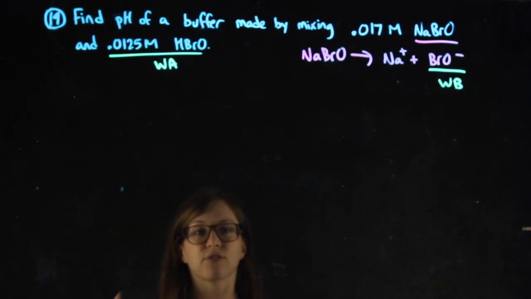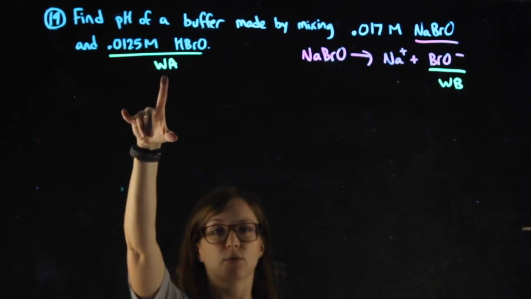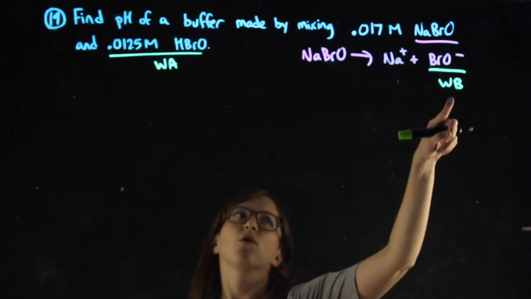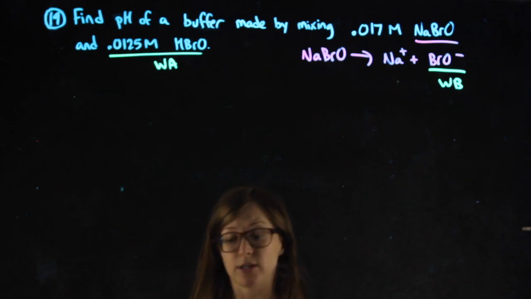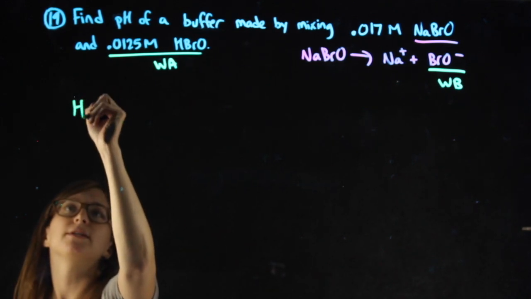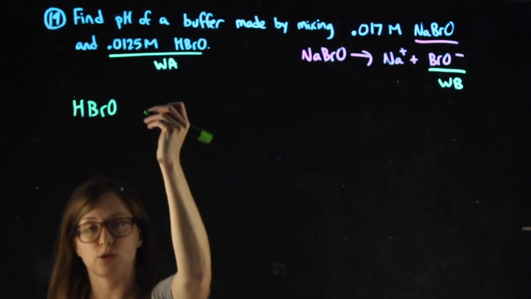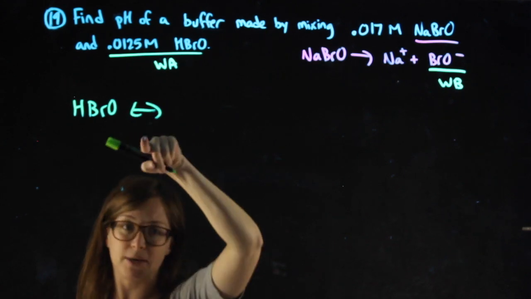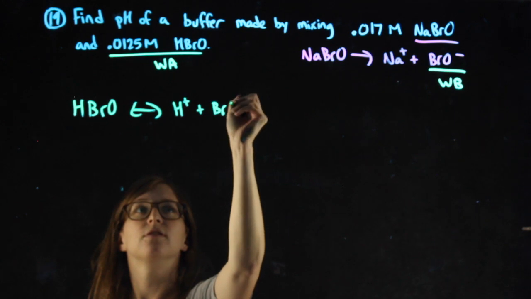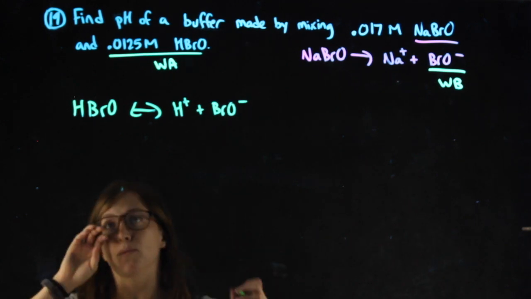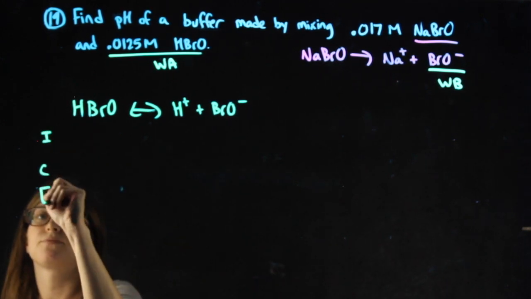Weak acid, weak base. From here, it's up to you if you want to do a weak acid problem using HBrO or a weak base problem using BrO minus. I would expect most of you would want to do a weak acid problem. So I'm going to take my HBrO as a weak acid, dissociate it, which means equilibrium arrows. H plus falls off, leaving BrO minus, and I do my ICE chart.